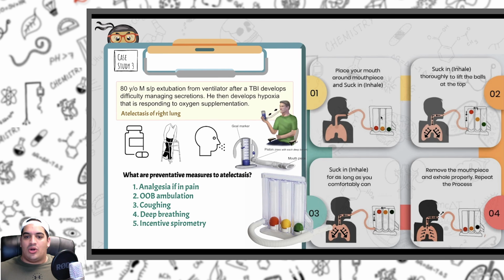So get them to cough, get them to deep breathe, use the incentive spirometer to be able to suck air in and blow air out. And then getting out of bed is really, really key here.